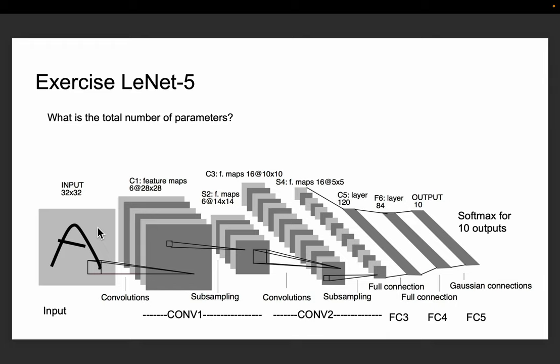So first you need to tell me the filter size. 5x5, the number of filters? 6. For each filter, what is the number of parameters you need? It's a 5x5 filter. So the number of parameters you need is 20? No. 25 plus something. Plus the bias. That's where we mostly make mistakes. 25 values in the filter plus the one bias.